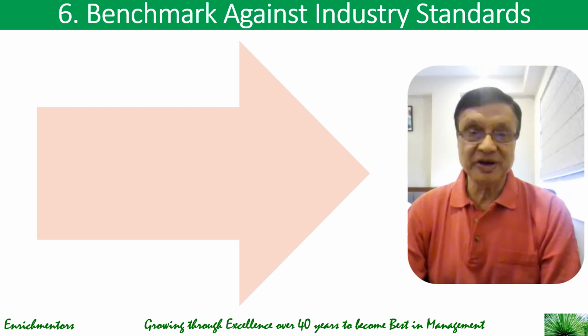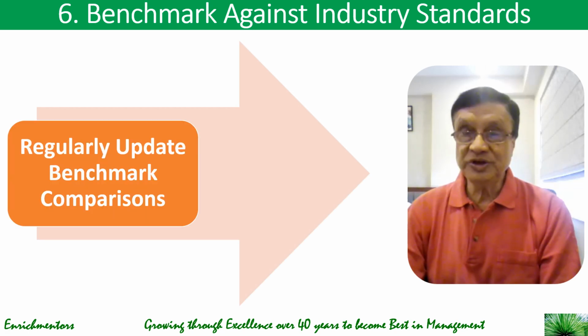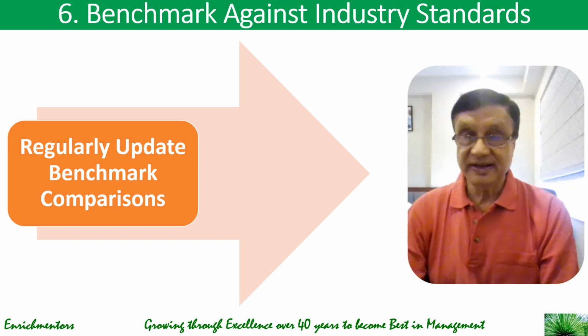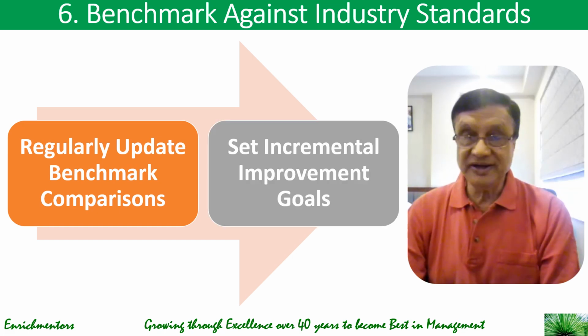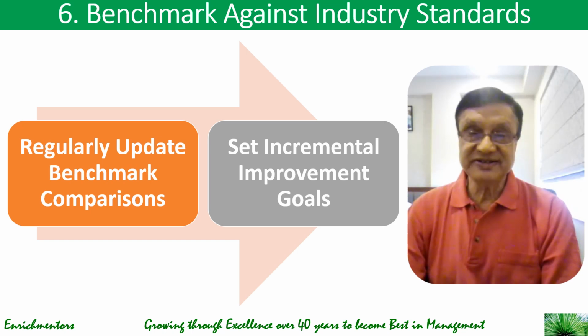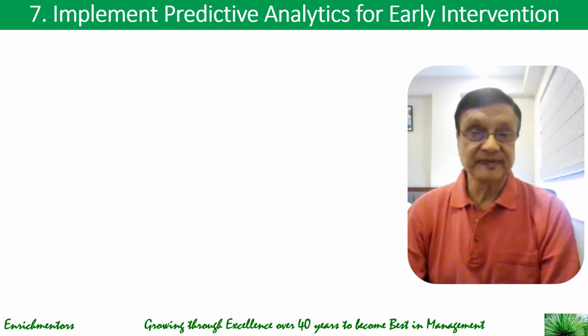Regularly update benchmark comparisons, in which you need to ensure that the KPI benchmarks are updated at least annually to reflect industry changes. Compare your KPIs to industry averages or peer organizations to gauge your performance. And then if your KPIs are below industry benchmarks, set realistic incremental improvement goals. Say, for example, if your AR days are above average, aim to reduce them by 10 or 20% over a specified period. So benchmark against industries and set incremental improvement goals like that.